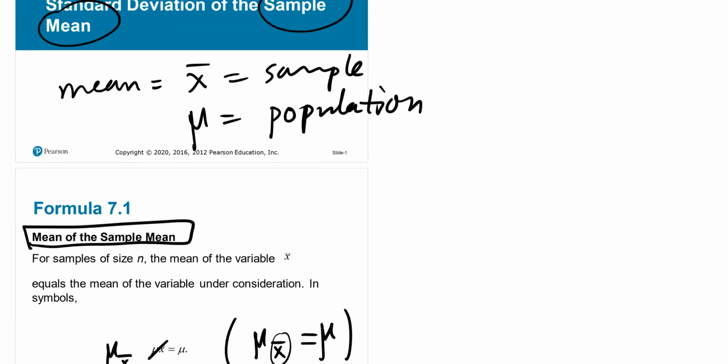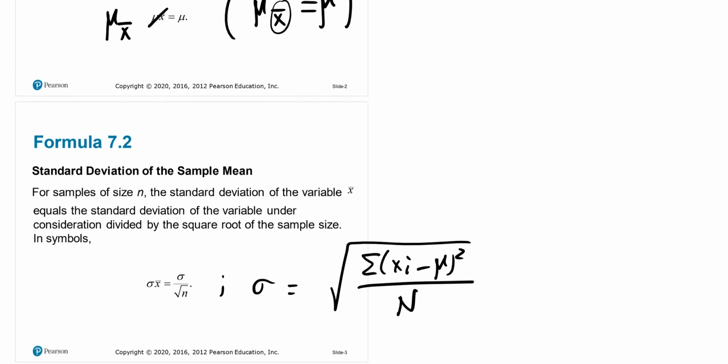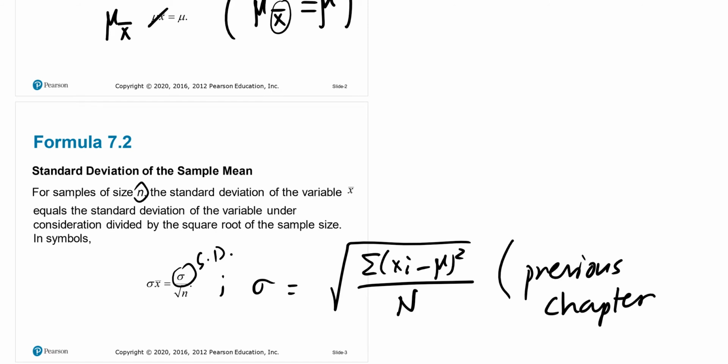Now for the standard deviation, we're going to spend more time on this. Here you go. If we have a sample of size n, the standard deviation of the sample mean equals the standard deviation of the variable under consideration, divided by the square root of the sample size. This is the standard deviation for the population, let's say. So how do you find that? Well, we use the formula, the square root of the sum of xi minus mu squared over n, which we did in previous chapters.